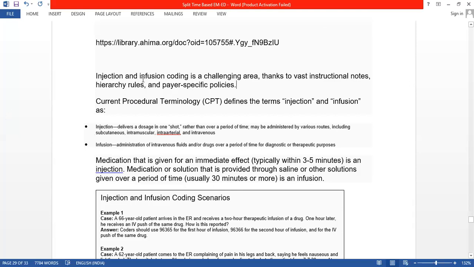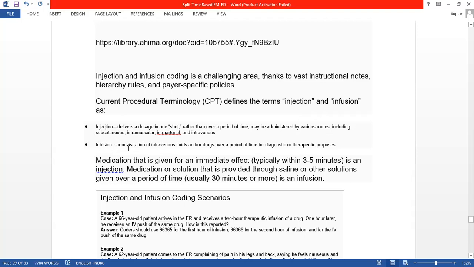Injection and infusion coding is a challenging area, thanks to vast instructions, notes, hierarchy rules, and payer-specific policies. You will find these in the current procedural terminology, CPT. So what is an injection, basically? Just a brief explanation. An injection delivers a dosage in one shot, which we can also call a shot, rather than over a period of time. It may be administered by various routes, including subcutaneous, intramuscular, intra-arterial, or intravenous. That was all about injection.